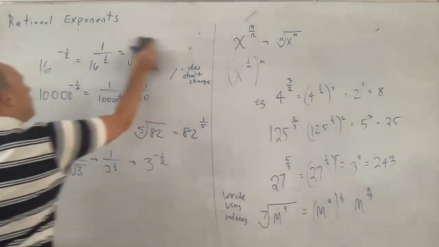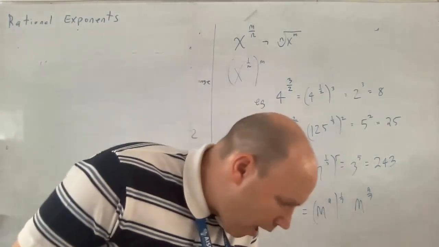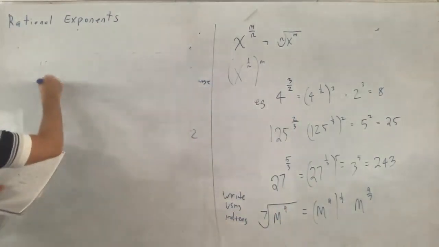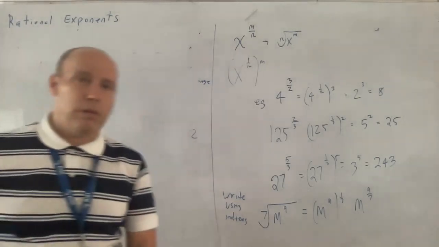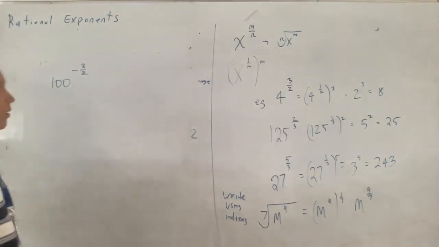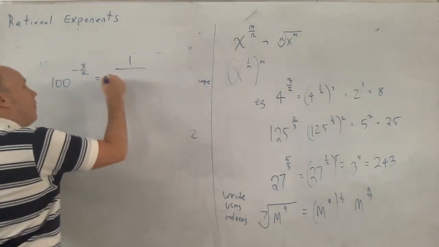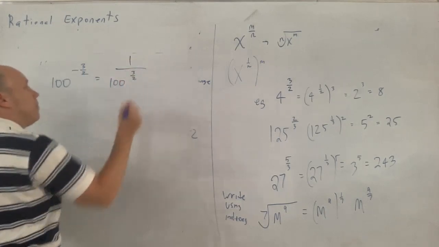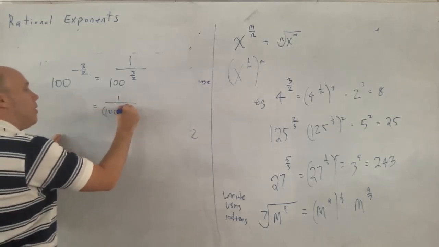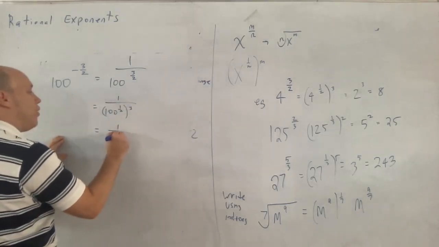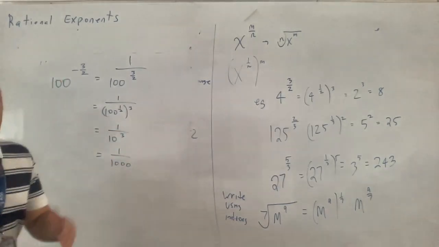And then the last thing, let's just bring this all together. Last question: how about 100 to the negative 3 over 2? What are we going to do here? Well, personally, just start with that negative. 1 over 100 to the 3 over 2. Next, 100 to the 1/2, cubed. It's 1 over 10 cubed, 1 over 1,000.